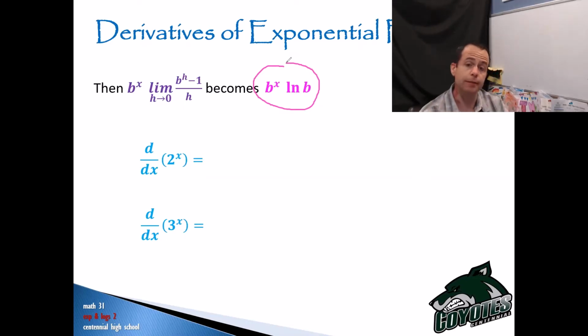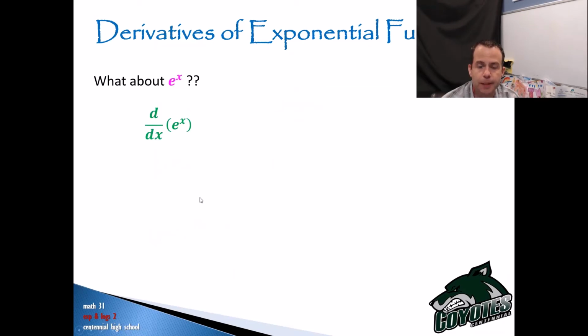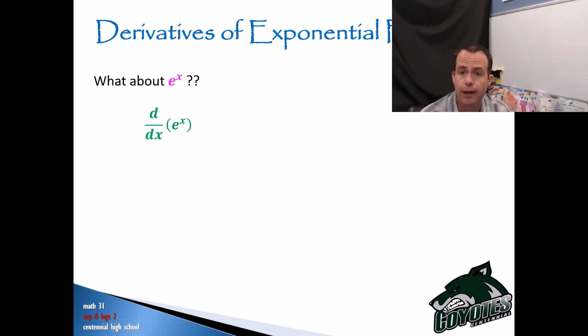So the derivative of 2 to the x is 2 to the x times ln 2, and the derivative of 3 to the x would be 3 to the x ln 3. Okay, so what about e to the x? Well, same conversation. It would be e to the x ln e, right?